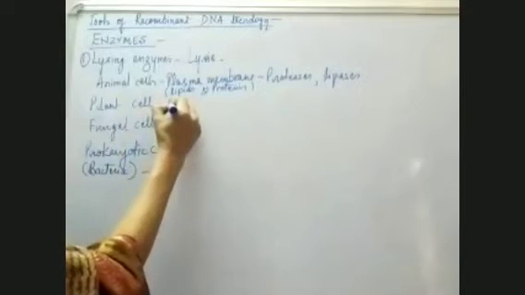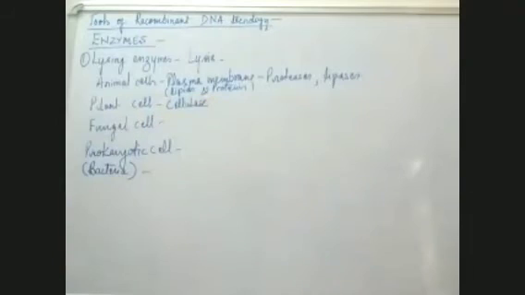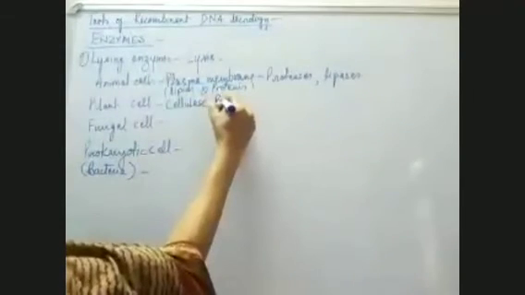So we want another enzyme to break the cell wall which is present in the plant cell. Cellulose is broken down by cellulase. This enzyme is required, and besides cellulose, in some cases pectin is also present, which is a hard substance. So, besides cellulase, pectinase is also required.